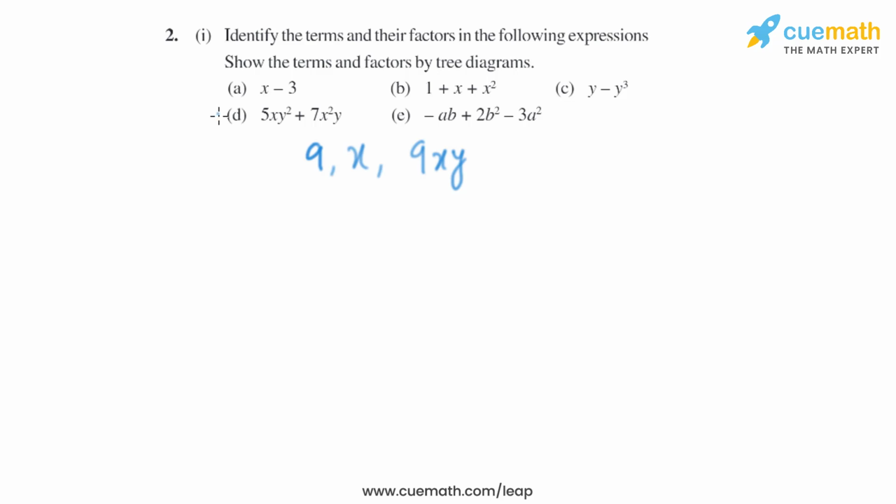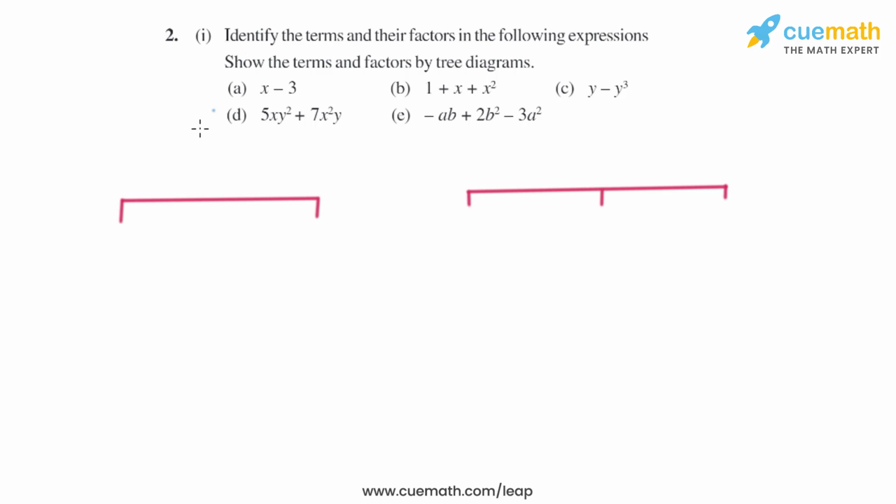And factors are numbers or algebraic expressions that divide another number or expression evenly without leaving any remainder. So let's take an example, 15. The factors of 15 are 3 and 5, as 3 and 5 both can divide 15 evenly without leaving any remainder. Now using the same concept, we will try to solve this question.